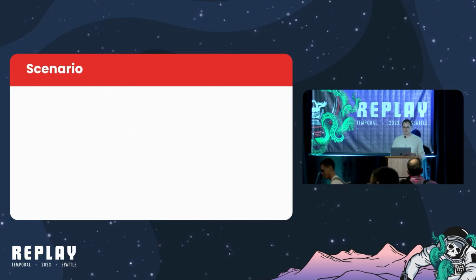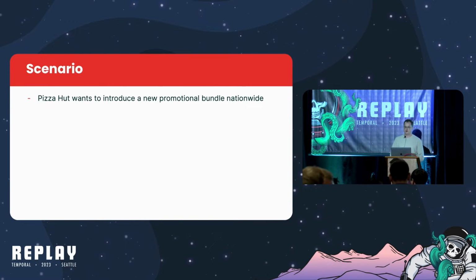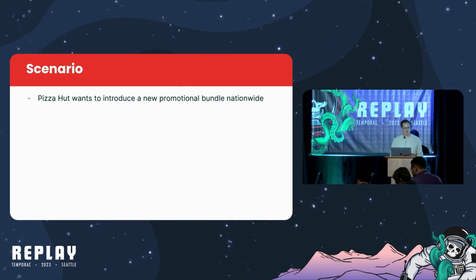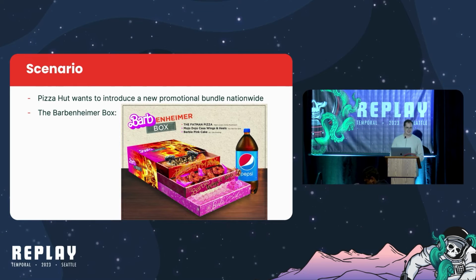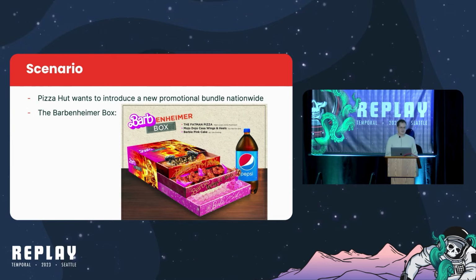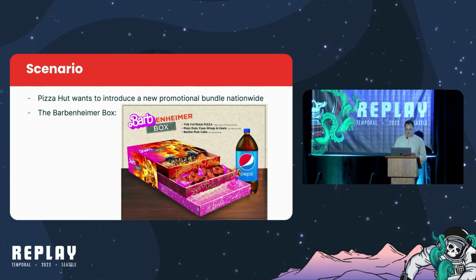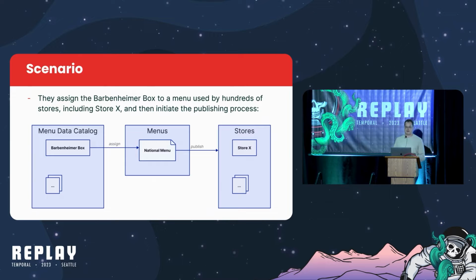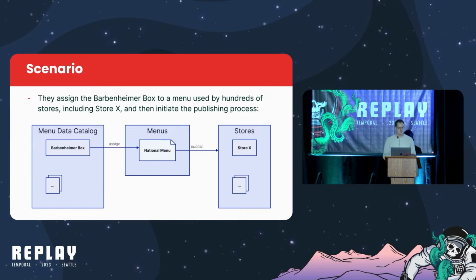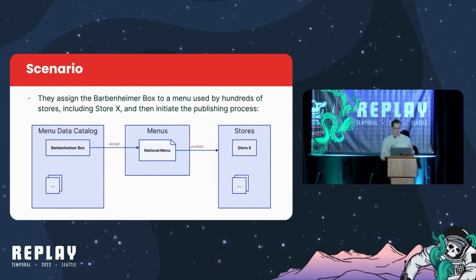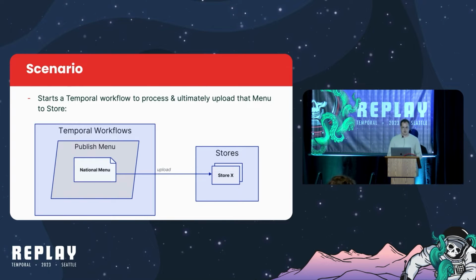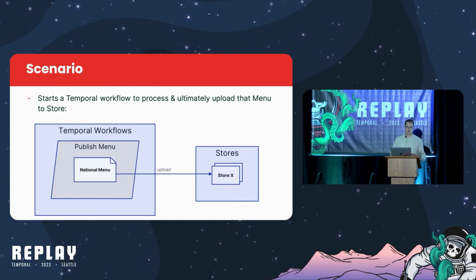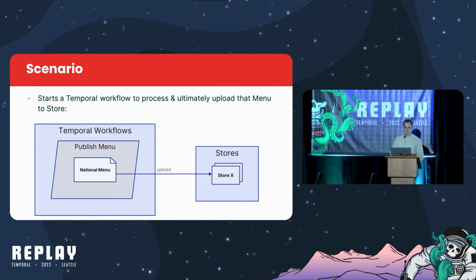So this scenario is something like this. Let's say that Pizza Hut wants to introduce a new promotional bundle nationwide. They're introducing, in this case, the Barbenheimer box. They want to ship this new bundle to all their stores. They assign it to a menu, and then they make a request to publish that menu down to the stores that are using that menu. And as a result of that request, there's a Temporal workflow that gets kicked off in the background that processes the menu contents, generates that menu, and then ultimately uploads it to the different systems in store.